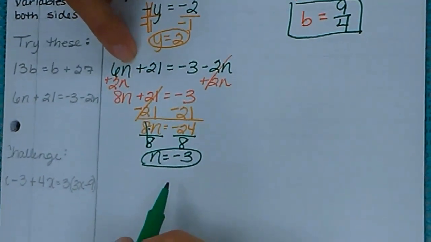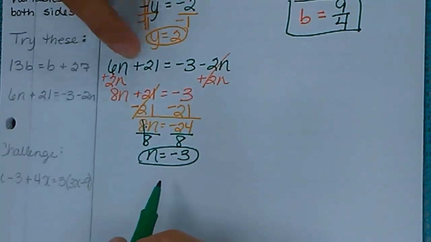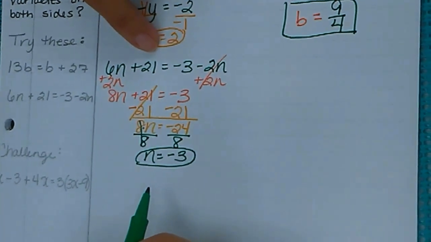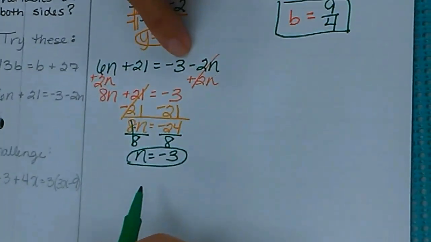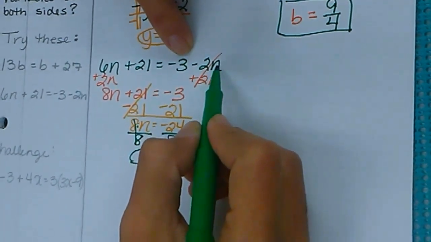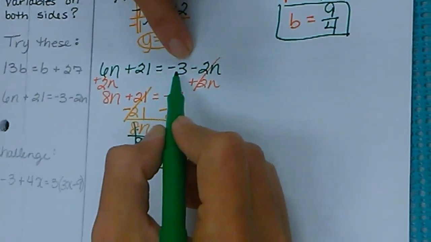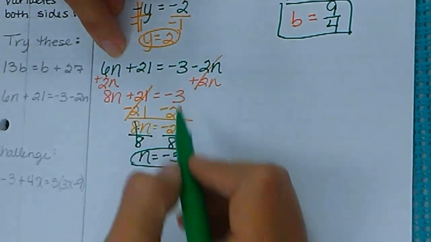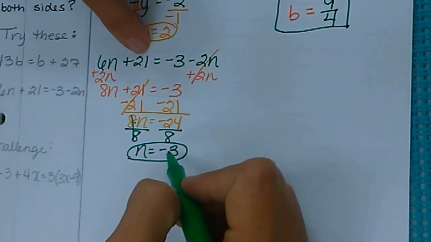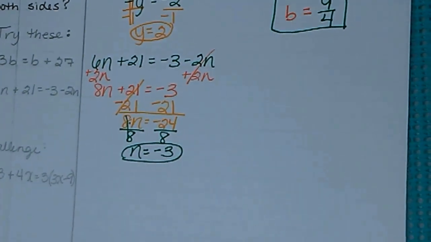So 6 times -3, -18. -18 plus 21, I'm thinking 3. So let me try the other side. If I plug in a -3, I get -2 times -3 is a +9. 9 minus 3 is 6. Did I do something wrong? 6 times -3, -18 plus 21. Uh-oh. What did I do wrong?